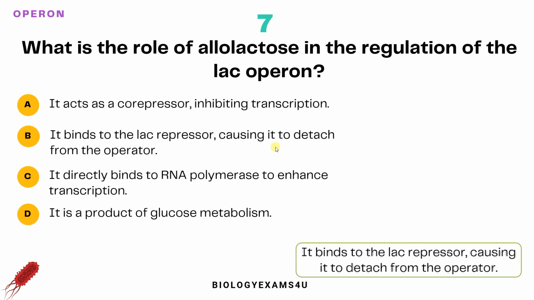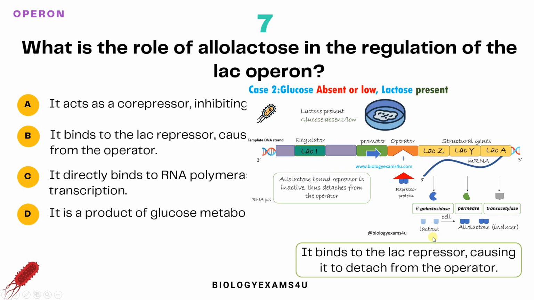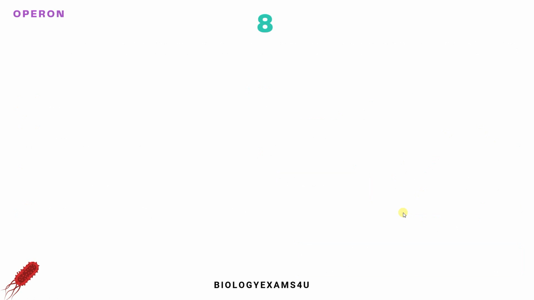The correct answer is it binds to the LAC repressor causing it to detach from the operator. So this is the allolactose. This allolactose binds to this lac repressor, causing the detachment of this lac repressor from this operator, thus promoting transcription of the structural genes. Question number 8.